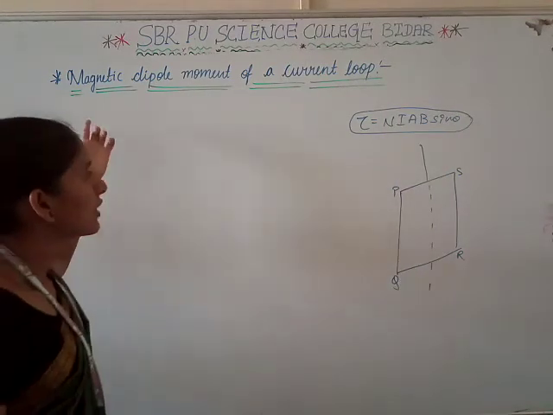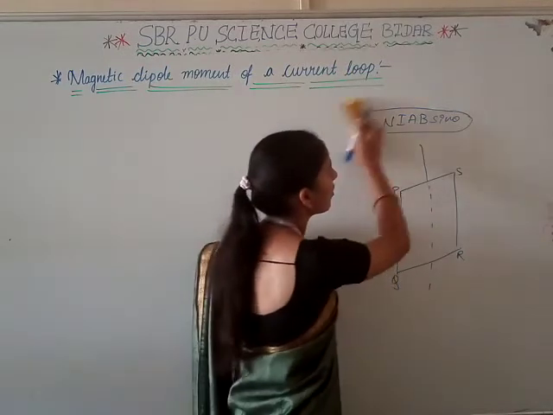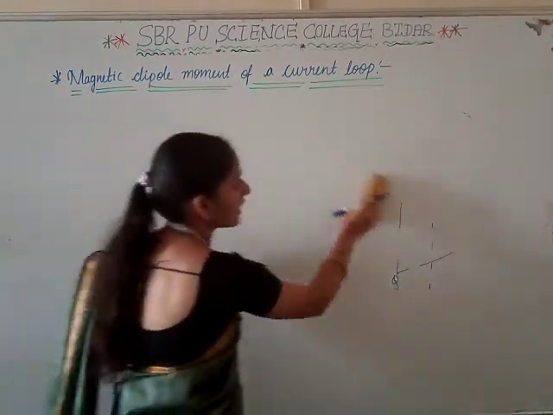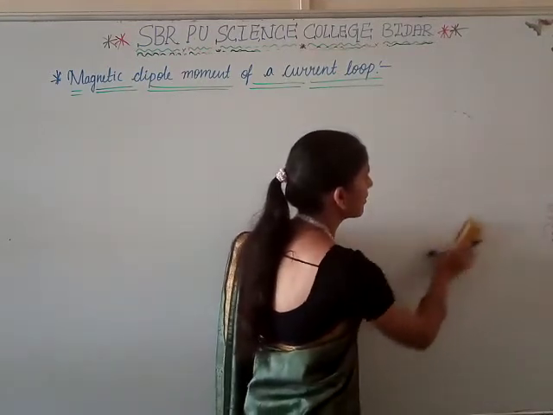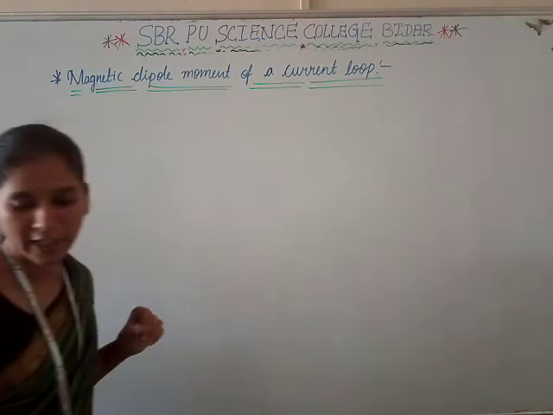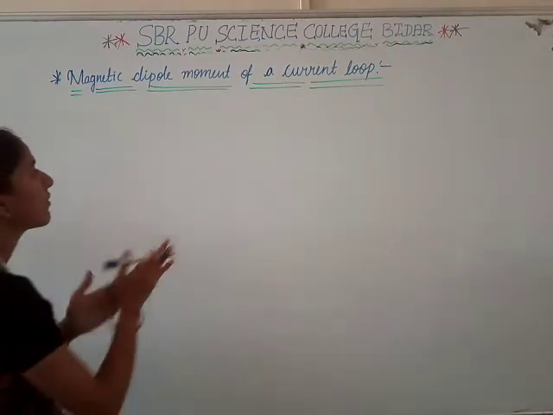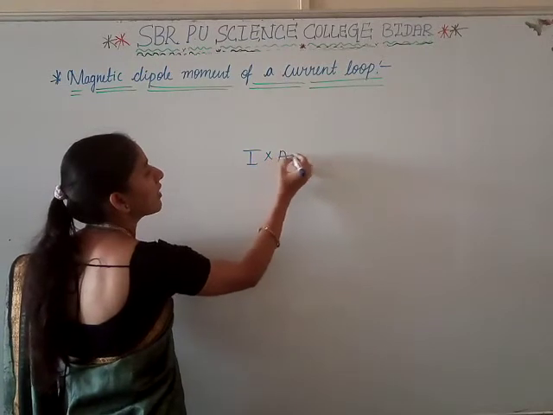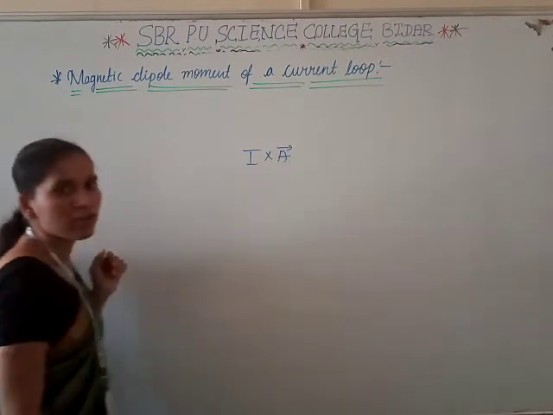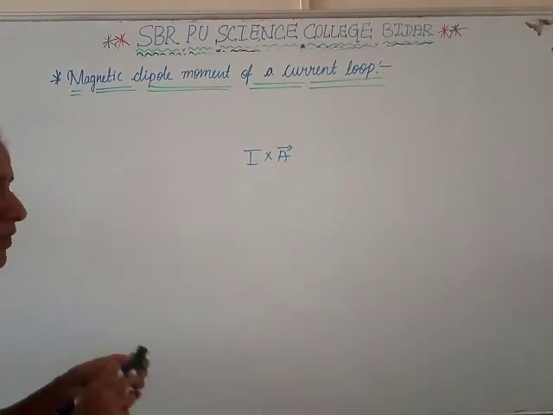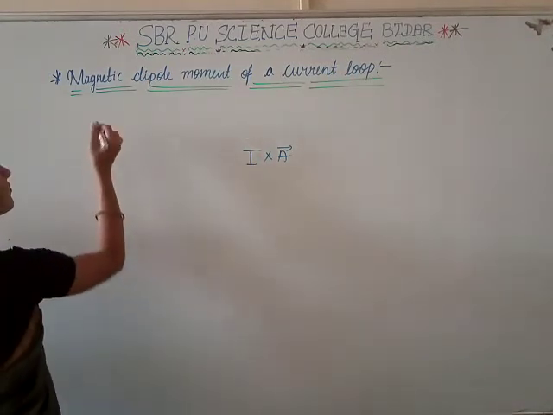Now today we are going to start the topic of the magnetic dipole moment of a current loop. See the definition: the product of current I and the area vector A is called the magnetic dipole moment of a current loop.